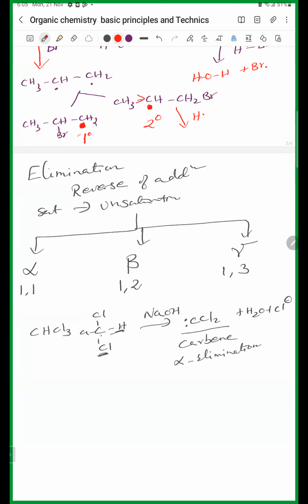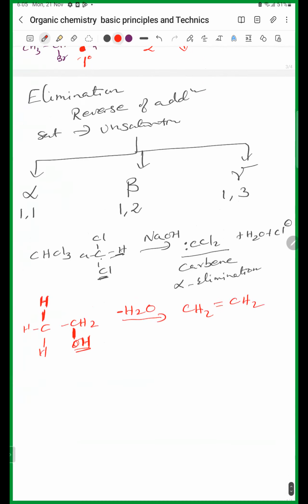And then you take CH3CH2OH. Now you are going to eliminate a water molecule. The OH from here and the hydrogen from here, so the hydrogen and OH are removed from the adjacent atoms 1 and 2. That's why it is called beta elimination, giving CH2=CH2.